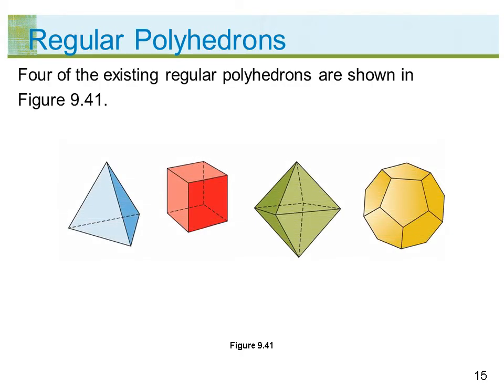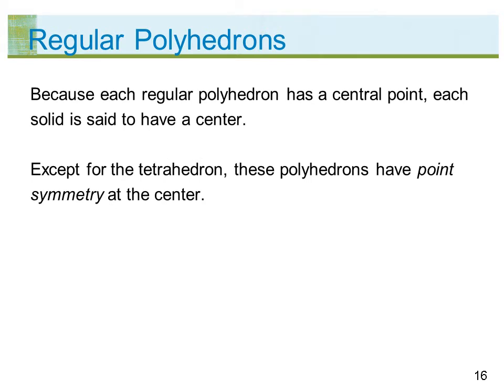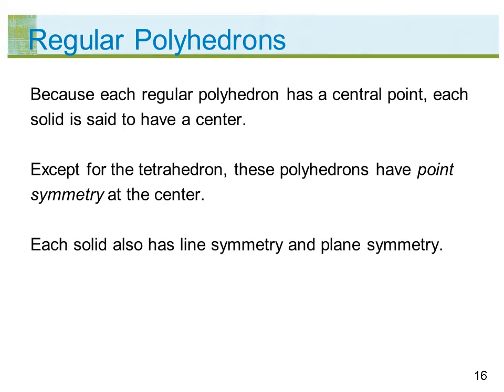4 of the existing regular polyhedrons are shown in Figure 9.41. Tetrahedron, hexahedron, octahedron, dodecahedron. Because each regular polyhedron has a central point, each solid is said to have a center. Except for the tetrahedron, these polyhedrons have point symmetry at the center. Each solid also has line symmetry and plane symmetry.